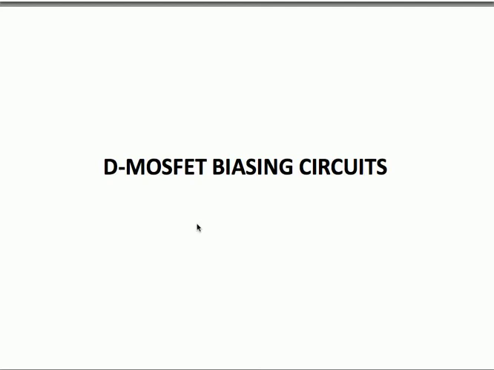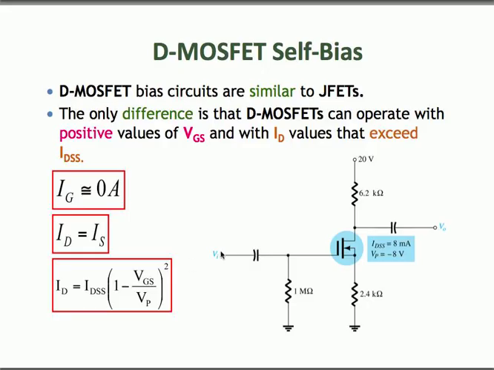So that's all for JFET biasing circuits that we're going to cover in this course. Let us now proceed to the D-MOSFET biasing circuit, the depletion MOSFET biasing circuits. The first biasing circuit for D-MOSFET that we're going to study is the self-bias circuit.